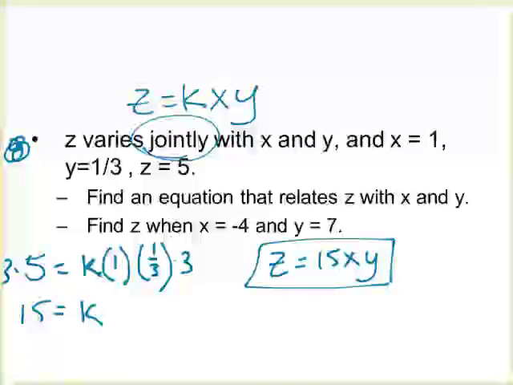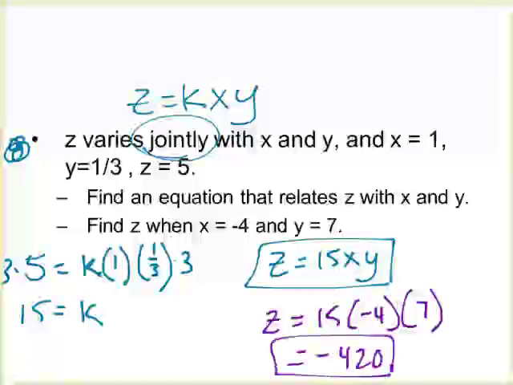Then once we have that relationship in part A, for part B, we can plug in some new values and solve for a new Z. And we get negative 420 when we do that multiplication. Questions?